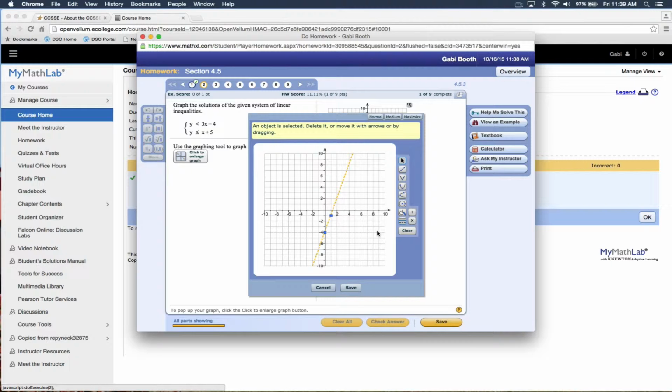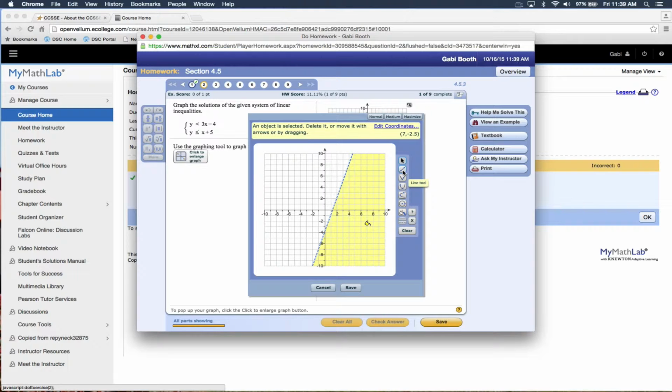and we shade below the line. So here's my shading tool, shade below the line. Here you go, since it says less than. Then I go on to graph the next linear inequality.